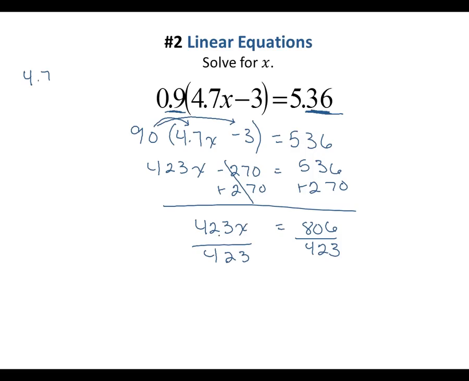And see, decimals are gone. So what's the next step? Good. Let's do 70. So those will cancel. So we have 423x equals, what's 536 plus 270? 806. Good. Last step. Divide by 423. Oops, I put a decimal there. Shouldn't have done that. Where's the eraser? Do I have an eraser down here? Where is it? Eraser. Thank you. No decimal there.